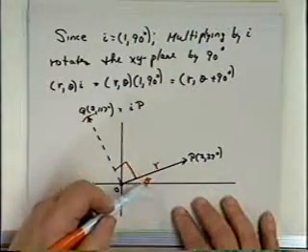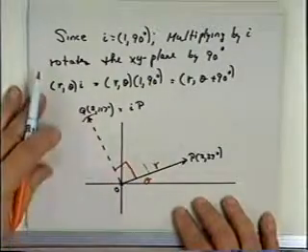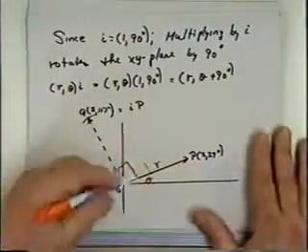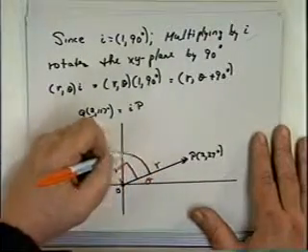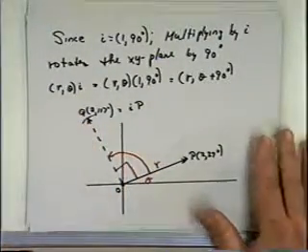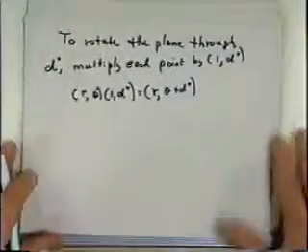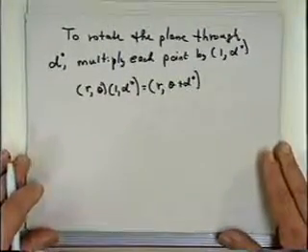What would the angle be? It would be this angle plus 90 degrees. Hasn't that, in effect, rotated the whole plane through 90 degrees? See, every point gets rotated through 90 degrees. And in fact, there's nothing sacred about rotating the plane through 90 degrees.